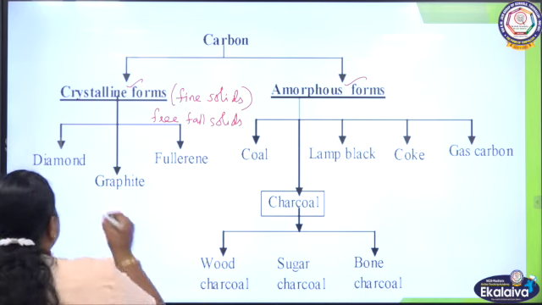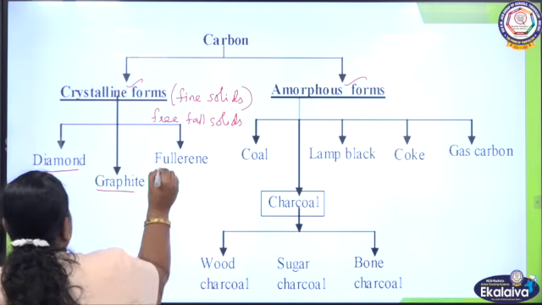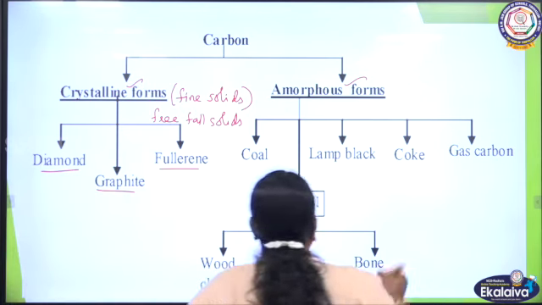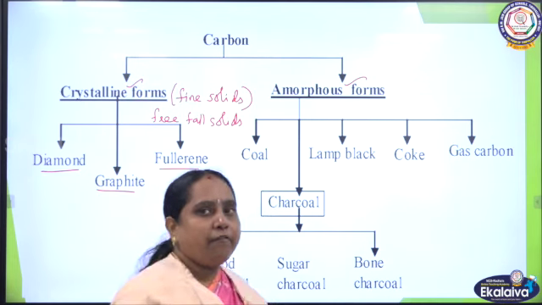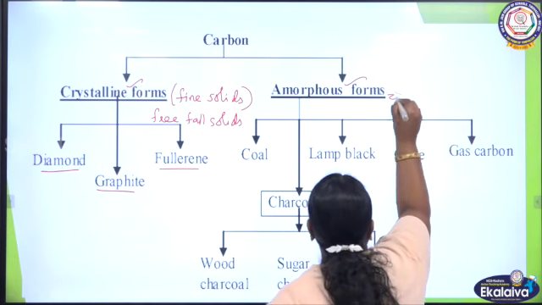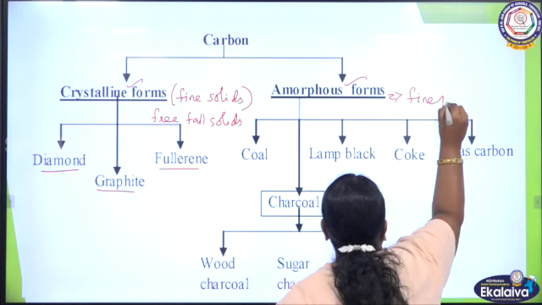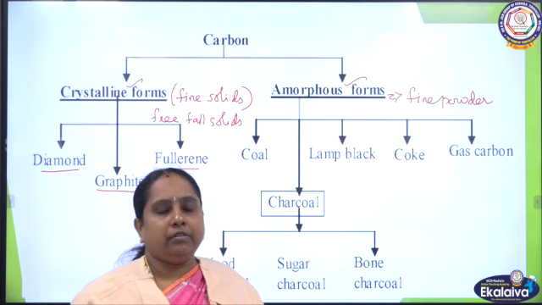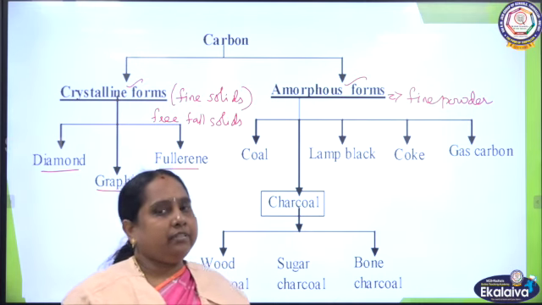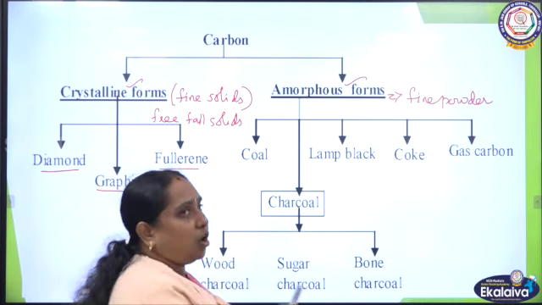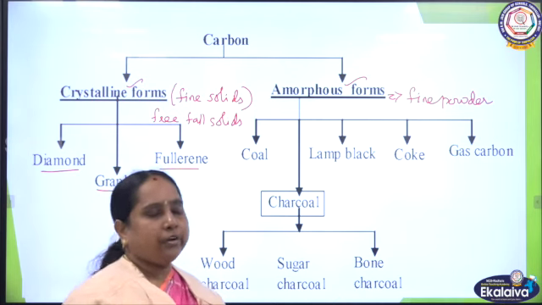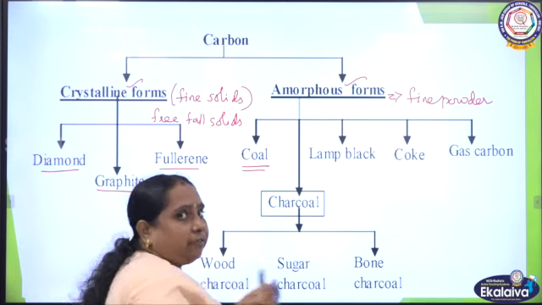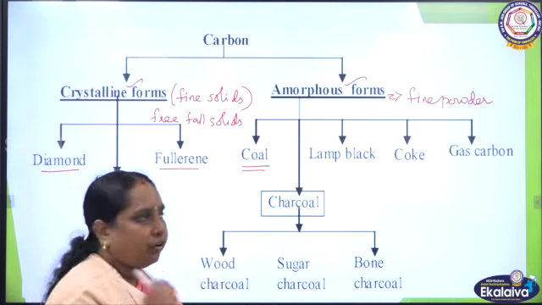So in crystalline form, again we have the three allotropes of carbon, that is diamond, graphite and Buckminster fullerene. And the amorphous form, what is the amorphous form? A fine powder. For example, talcum powder, tooth powder, they are fine powders, right? Likewise, carbon will be available as fine powder also. So what are the fine powder forms of carbon? Coal. If you take coal and crush it, you will get a fine powder of coal.